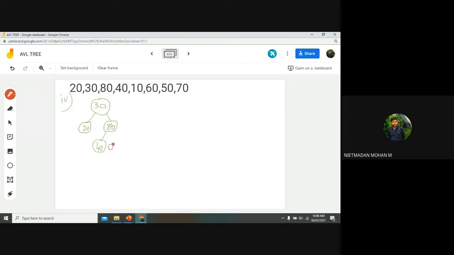For this 40, 0. For 80, 1. For 30, -1. The height of the left subtree is 1 and the height of the right subtree is 2. So 1 minus 2 gives -1. For 20, it will be 0, right? Yes, sir. So this is satisfied when inserting 40. Now you can go to the fifth step.